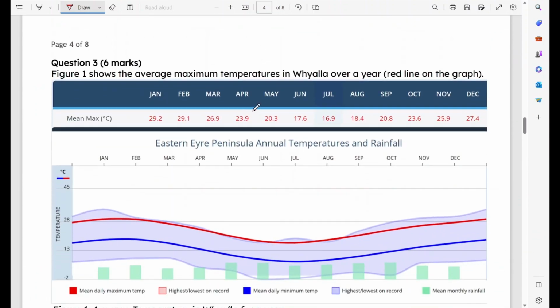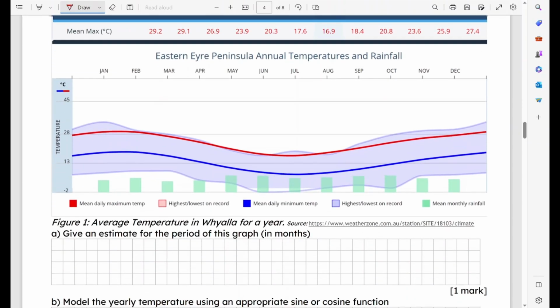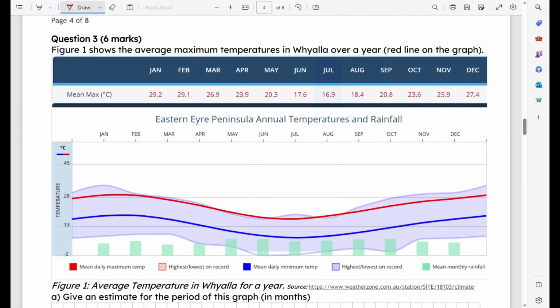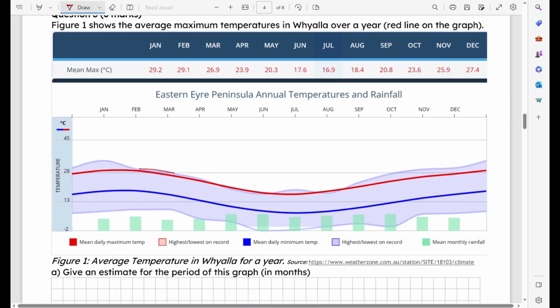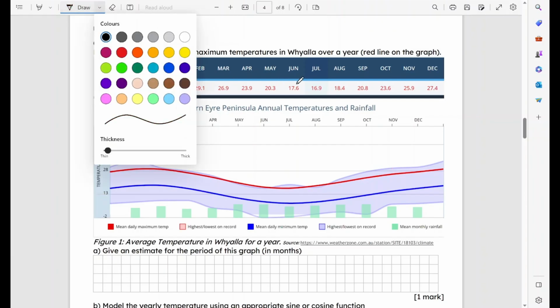Next, we got question 3. So it's a graphing question. Now, in this question, I've given you the actual values as well, and that's so that you can be really precise. So we're looking at temperature in Whyalla, and really in particular, you're looking at this red line that's sort of coming across like that there. So that's the graph we're going to be modeling.